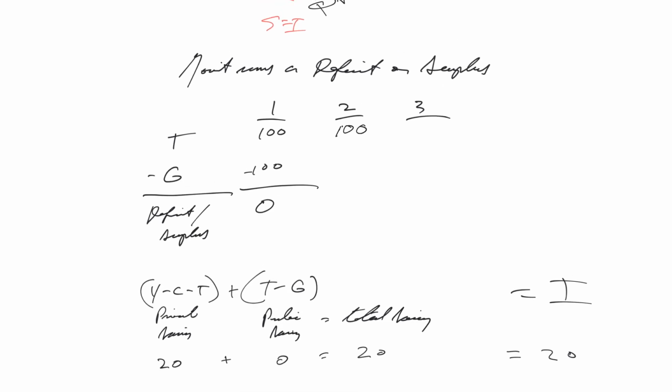Now, let's say in year 2, taxes are 100, and government has increased spending to 110. So 100 minus 110 is minus 10. Now they're running a deficit. What has happened to total savings and therefore capital investment? Well, public saving is now minus 10. So 20 minus 10, and total savings is now 10. So capital investment is 10.